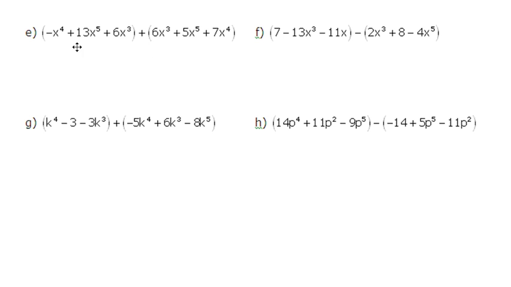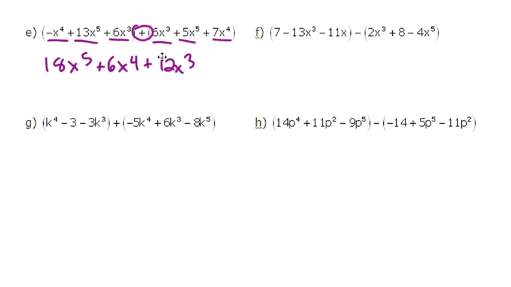So E, it's a plus, so I don't have to do any distributing, so I just combine like terms. Start with the 5's. 13 plus 5 is 18, so I have 18x to the fifth. Then move to the 4's. Negative 1 and 7 make a positive 6. Then I go to the 3's. 6 and 6 make 12. So it's 12x to the third. Over here, I distribute the negative.